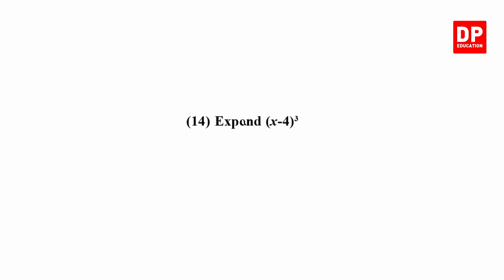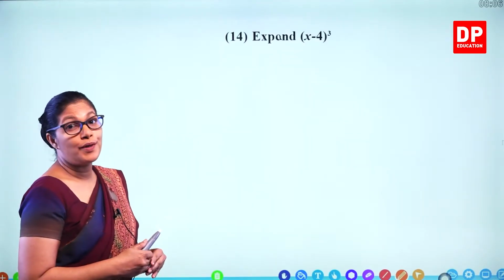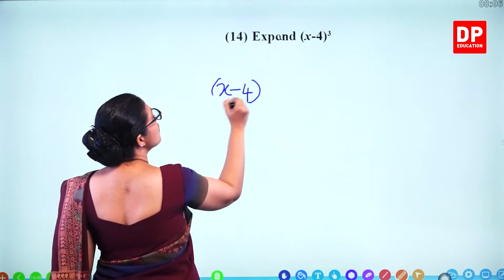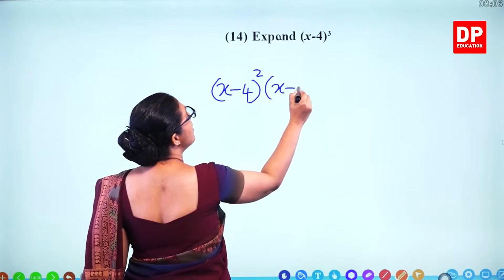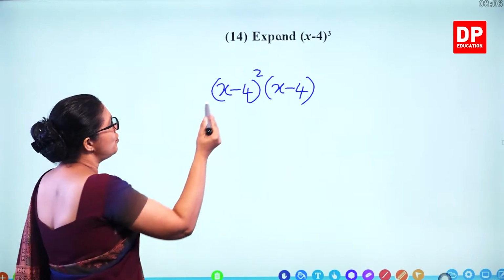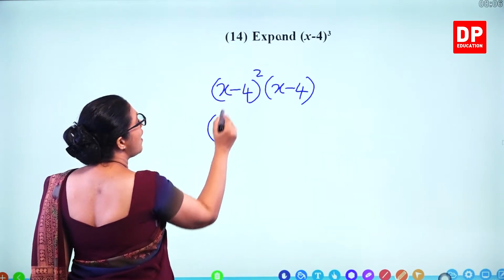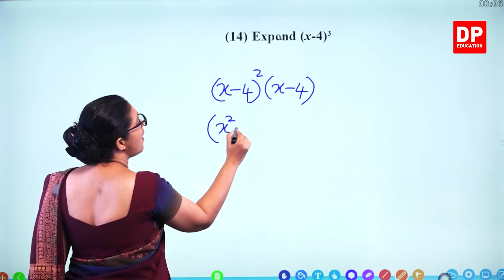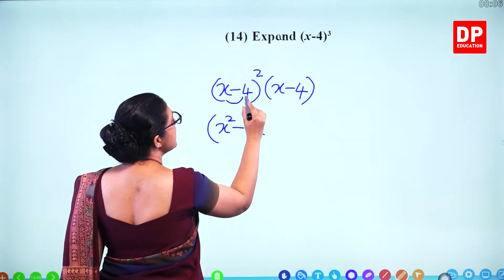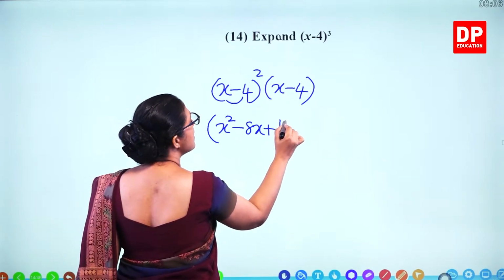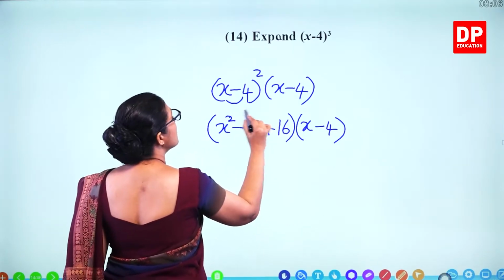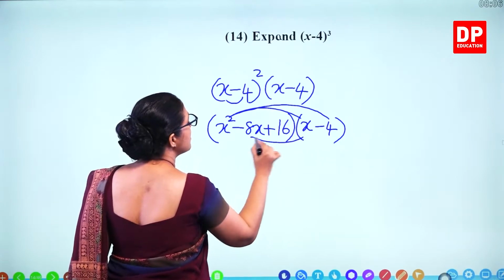Question number 14. Expand x minus 4 cubed. Now, we can write this one as a square term and one more term like this because the power is 3. So, you can split it. And you know x squared. This squared is first term squared minus double of these two, that means 8x. And square of the last term, that's 4 times 4, 16. Now what you do? You can expand and write all terms and simplify.